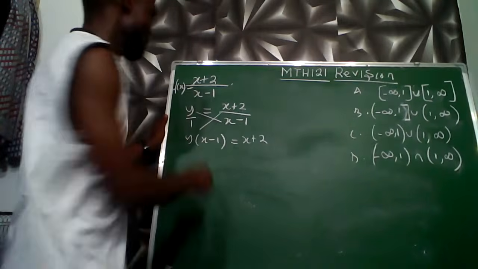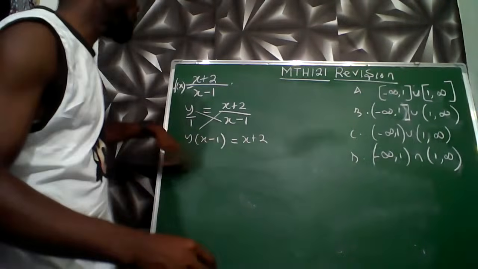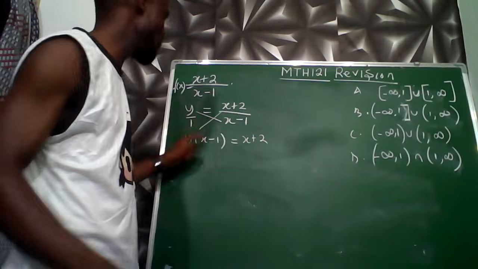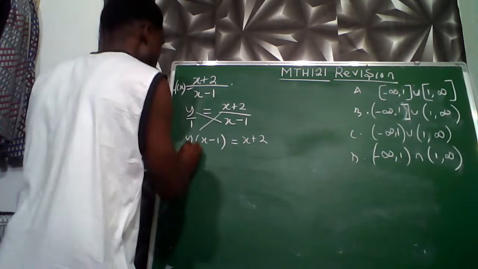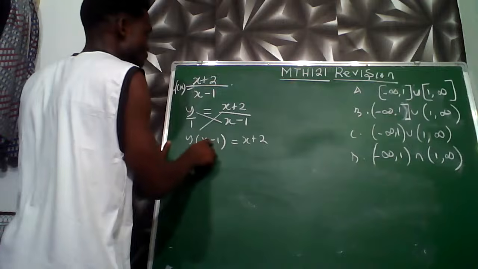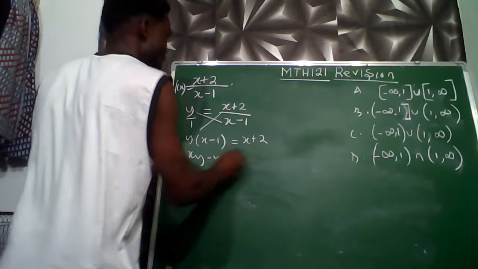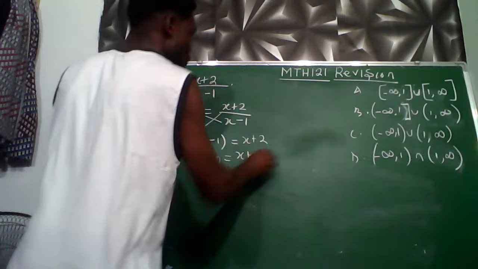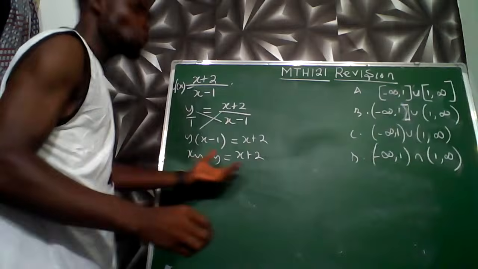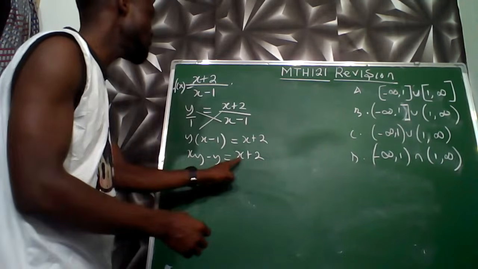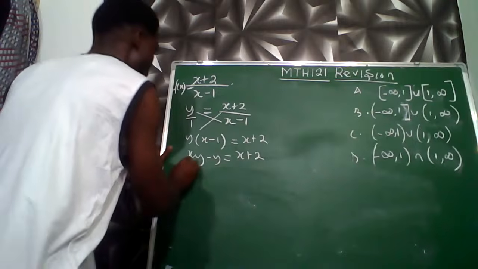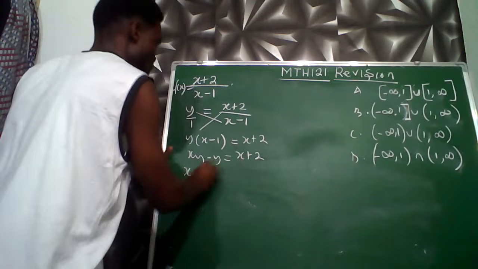Okay, so remember, that's still step 2 because we want to make x the subject of formula. So open the bracket. Y times x is xy. Y times minus 1 is minus y equals x plus 2. Then I'm looking for x, so I have to collect like terms. In other words, take this x to this side. So I'll have xy minus x.